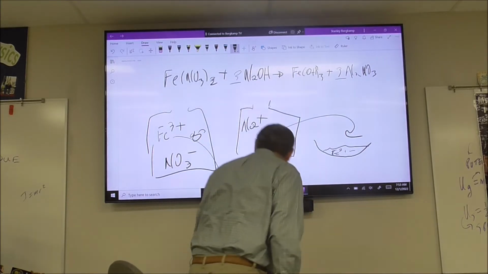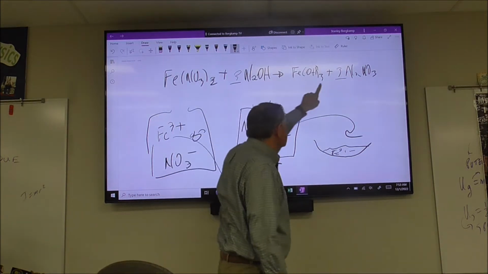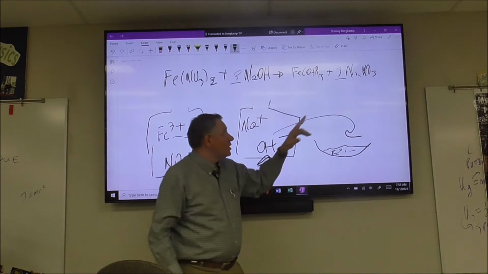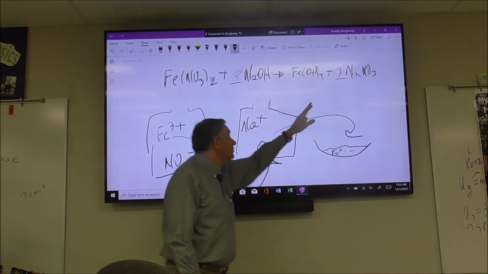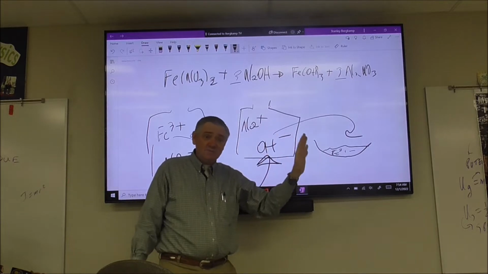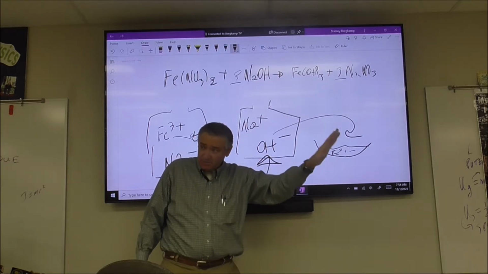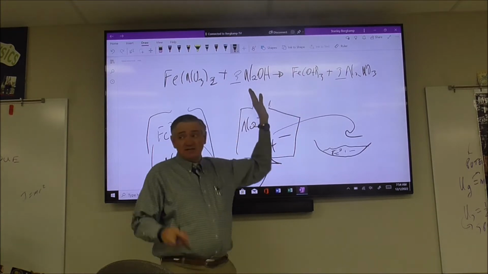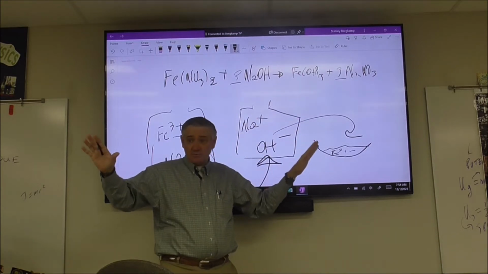So we use these subscripts to balance out the oxidation states. We use the coefficients, which are the numbers out in front, to balance the equation. So subscripts occur to make the oxidation states add up to equal 0. Coefficients exist to balance the overall reaction.